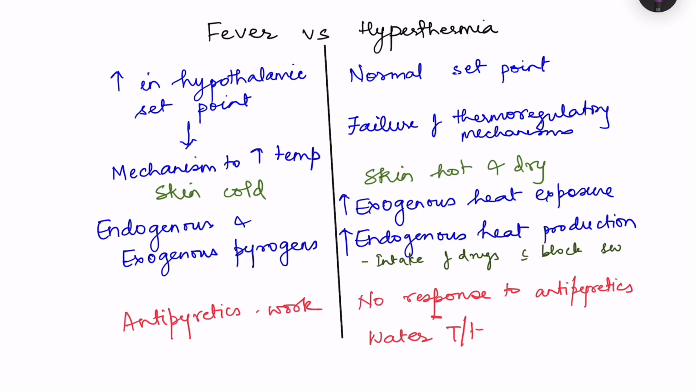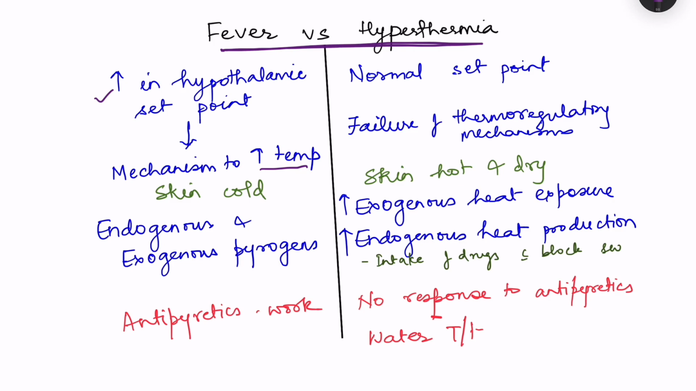Moving on to what is hyperthermia. Before, we saw hyperpyrexia. Now there is another term, hyperthermia. So how is fever different from hyperthermia? We have seen about the fever. Fever is an increase in the hypothalamic set point, okay, and then mechanisms are initiated to increase the body temperature.